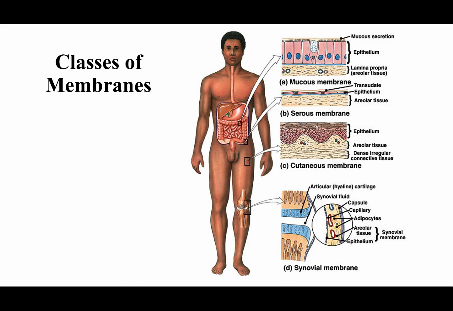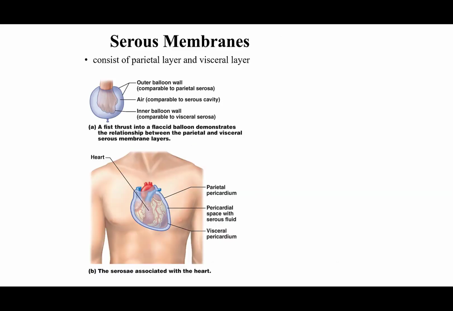The other type of membrane is serous membranes, which are extremely thin. They are double layer membranes that cover the walls of the organs and are in the thoracic and abdominal pelvic cavities. Here's a close-up of the serous membranes. All organs that you see in the thoracic cavity and the abdominal pelvic cavity are covered in serous membranes.